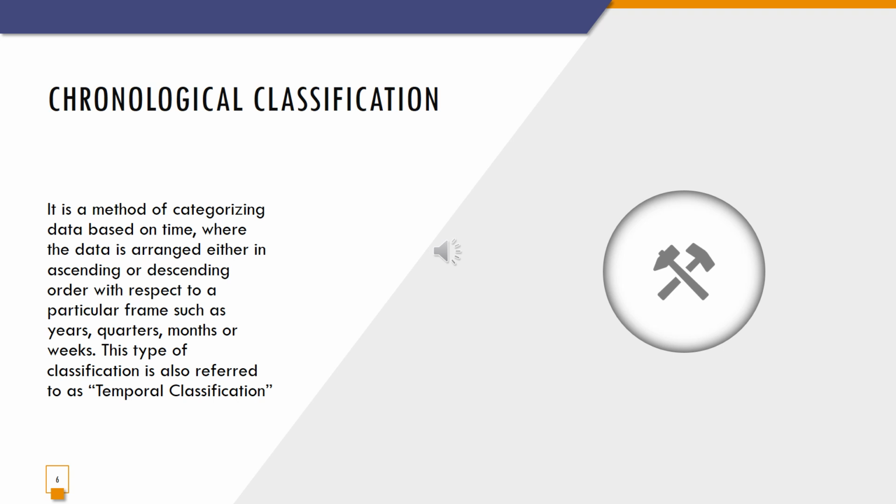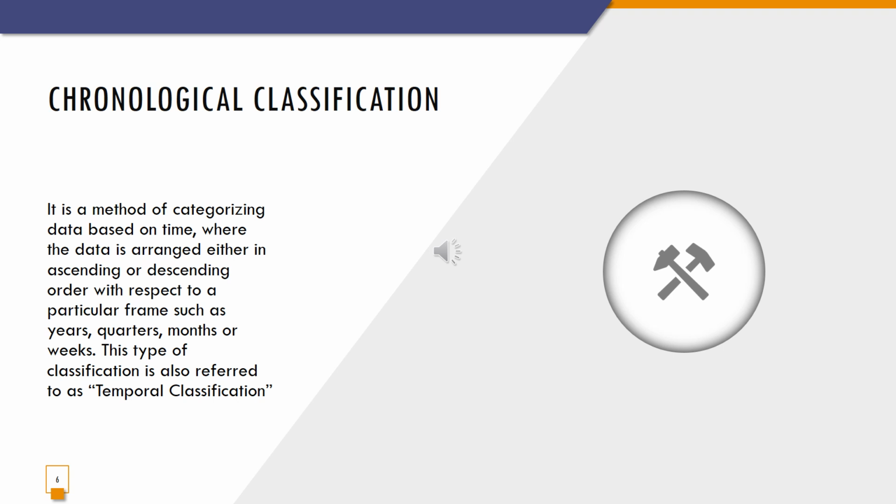Now, when we are classifying the data, there are different ways in which the data is classified. First is chronological classification. It is a method of categorizing data based on time, where the data is arranged either in ascending or descending order with respect to a particular time frame, such as years, quarters, months, or weeks. This type of classification is also referred to as temporal classification. So the other name of chronological classification, please learn it.